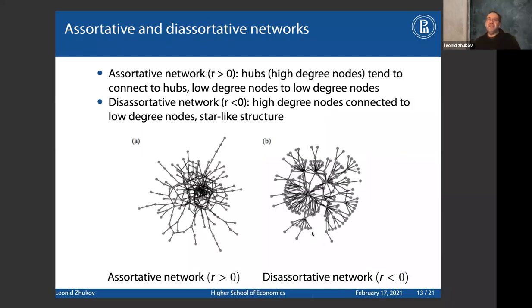Based on that, people usually talk about two classes of networks. One is the so-called assortative network, or a network with positive correlation among the node degrees, where hubs connect to hubs and low degree nodes connect to low degree nodes. And then there's a disassortative network, where high degree nodes connect to low degree nodes and the other way around. On the left-hand side, we see an assortative network, and on the right-hand side, we see a disassortative one. Social networks typically are assortative networks: people with a lot of friends connect to people with a lot of friends. That's what we typically observe in a social network.